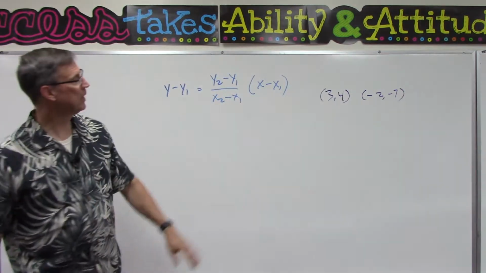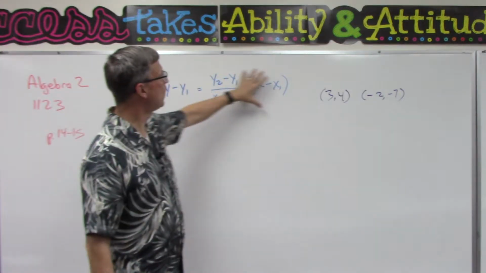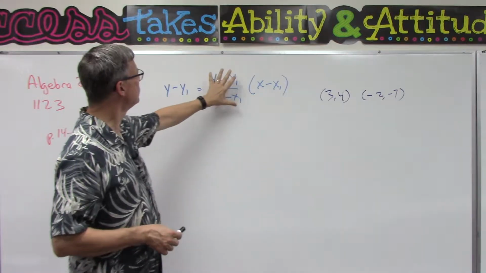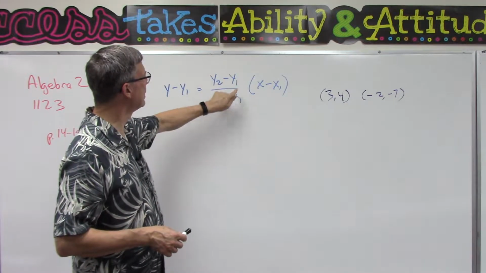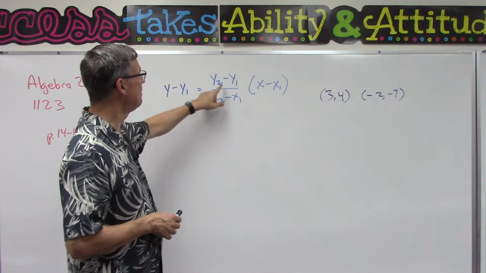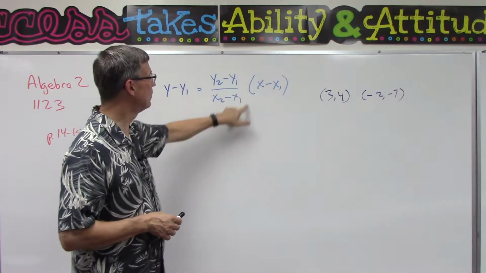But let's try pages 14 and 15, the 2-point equation. This looks complicated. But do you recognize something here? If I just cover this part up and put an m there, that was the 1-point equation. And guess what? M is this equation right here.